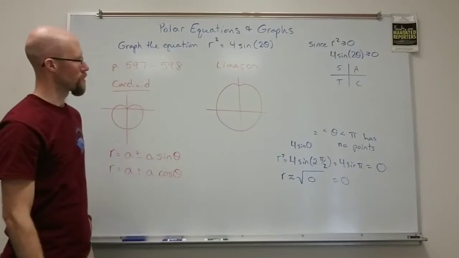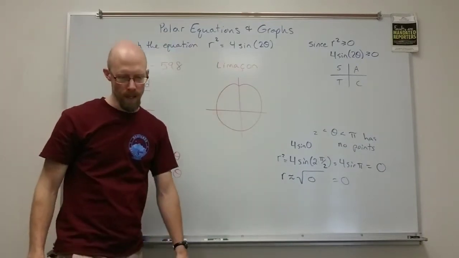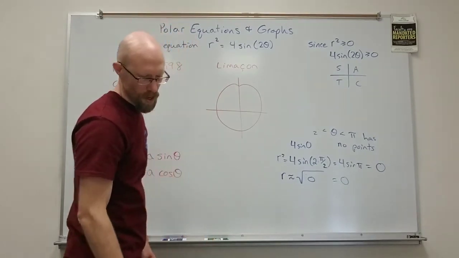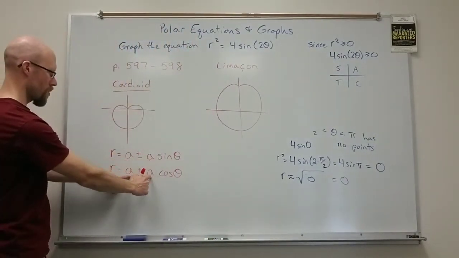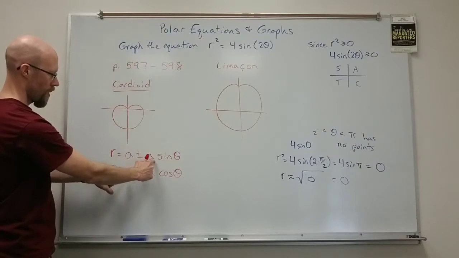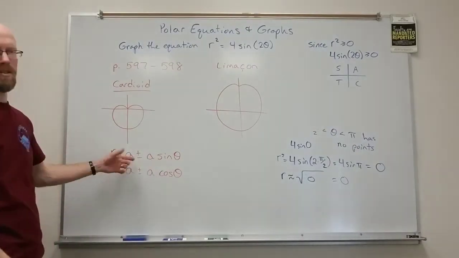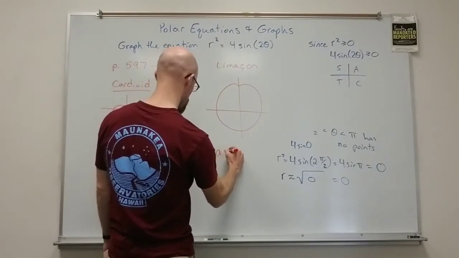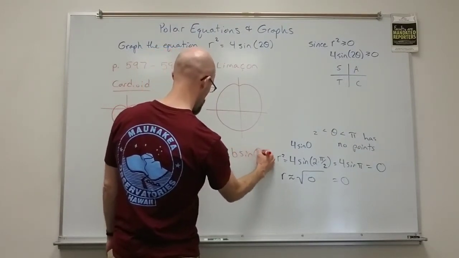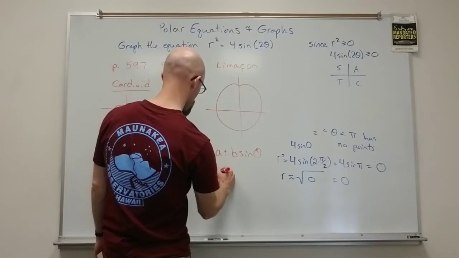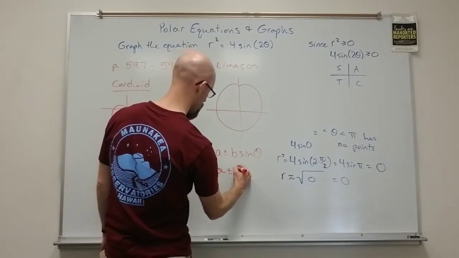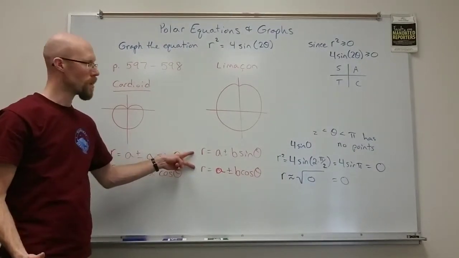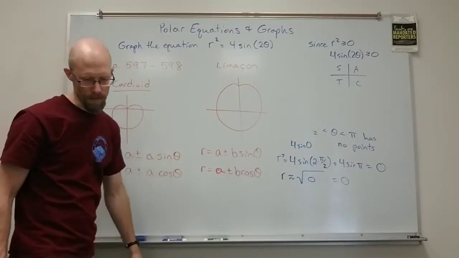Maybe a little bit different. It's basically a circle with a dimple in it. Sort of, kind of. Instead of having the same coefficient on the trig function as you have as a constant, they're different values. So you'd have something like R equals A plus or minus B sine theta, and R equals A plus or minus B cosine theta. So things that are in that form will form a limaçon, okay?